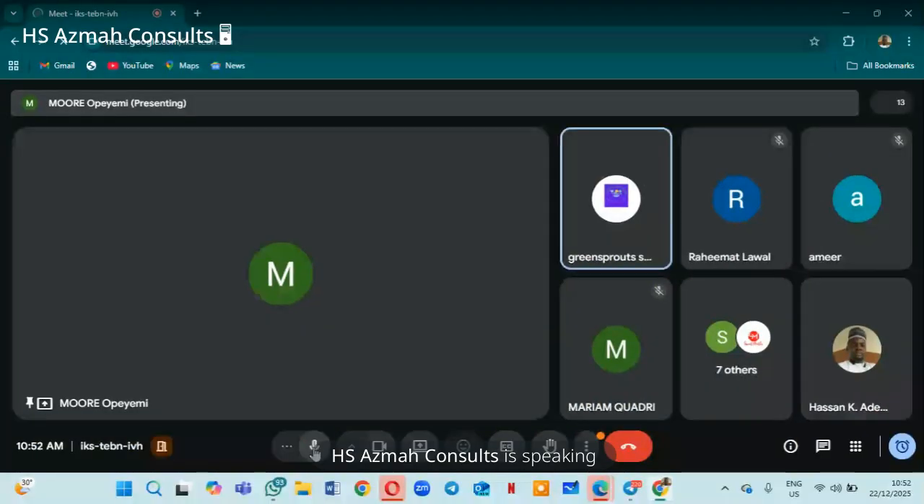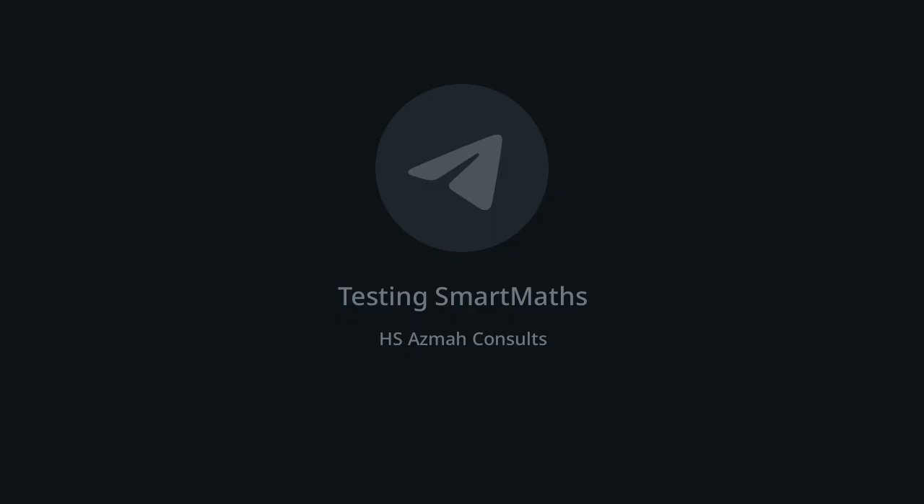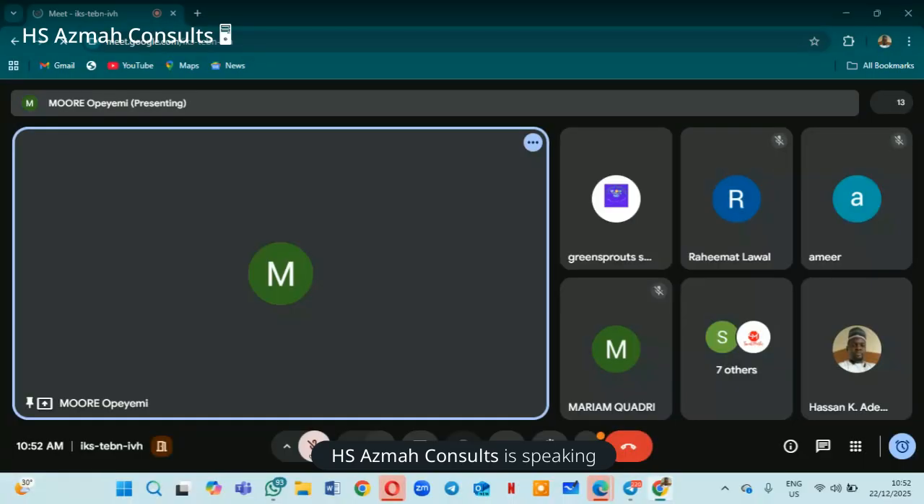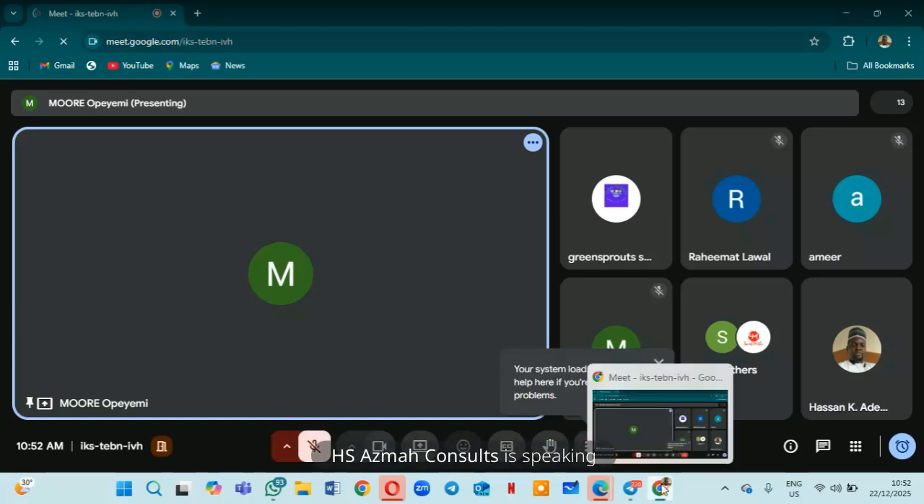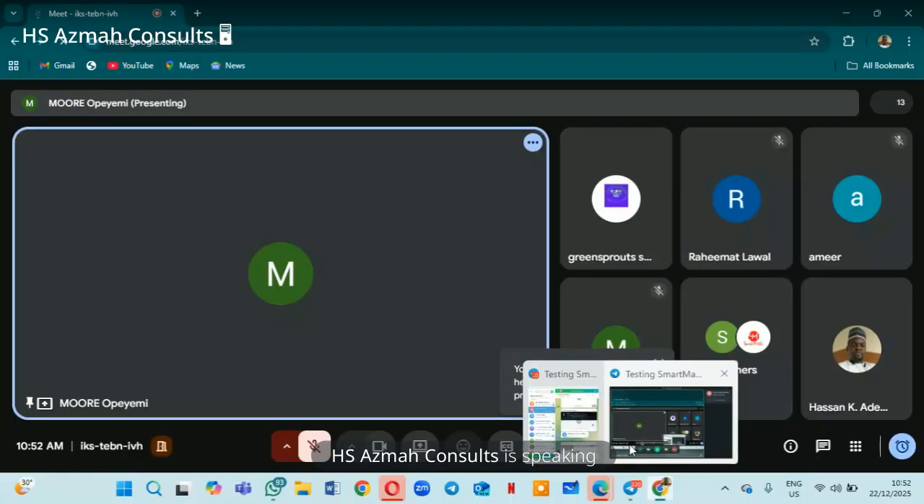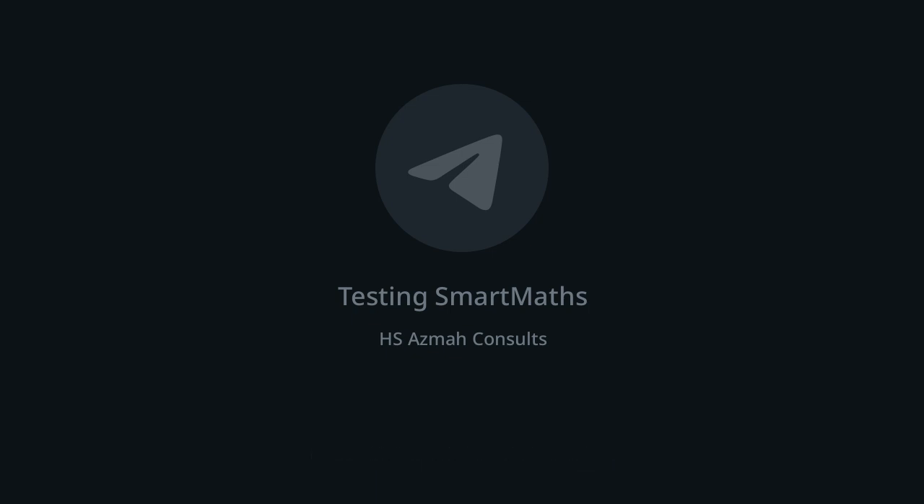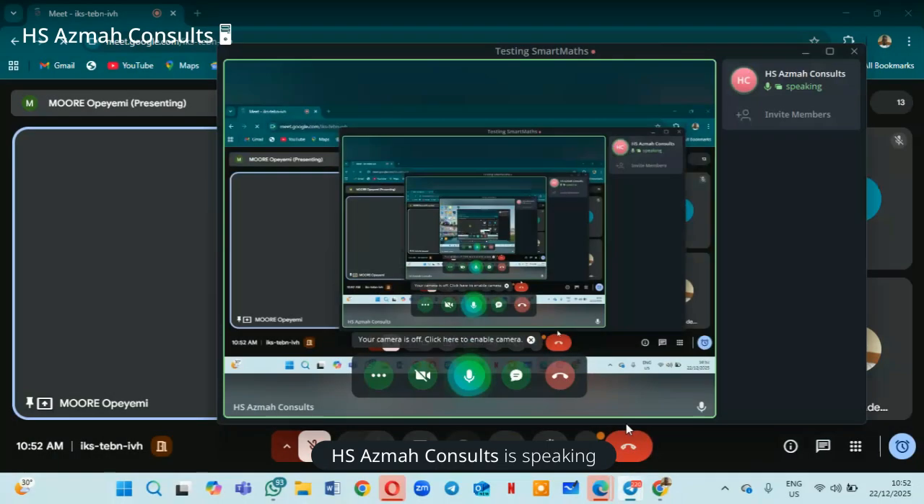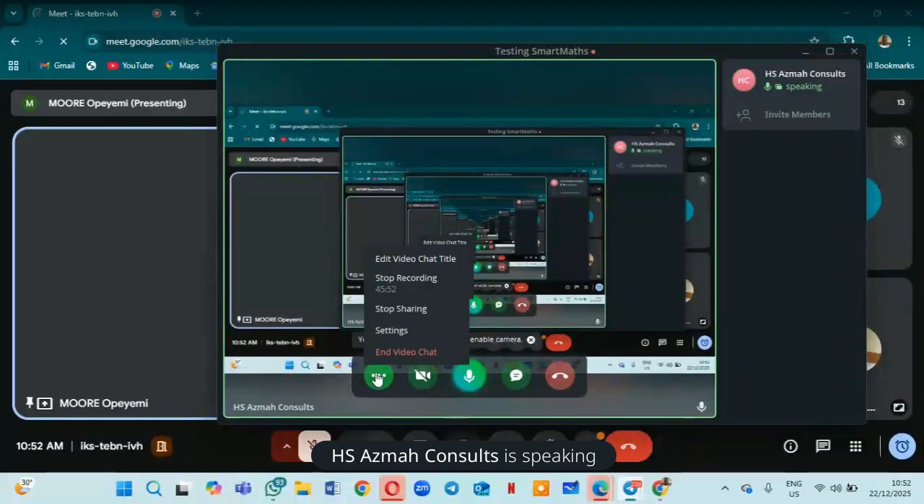Formula for surface area of the cone. Now, the surface area of this circular face is πr² because it is a circle. This one, to look at it very well, we normally call it slant height. Okay? Now, the curved surface area of the cone is equal to πrl.